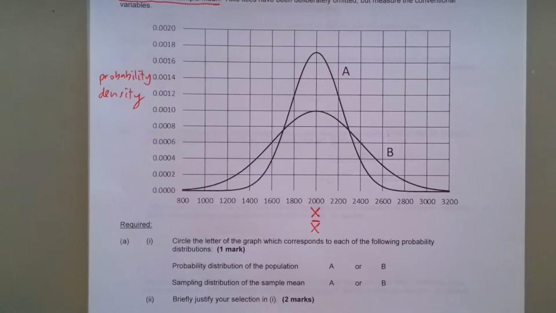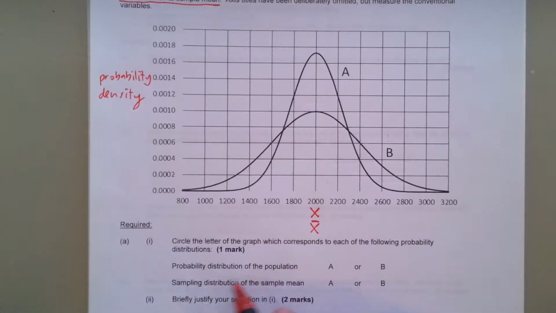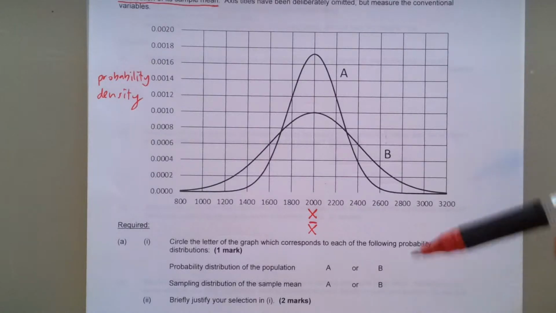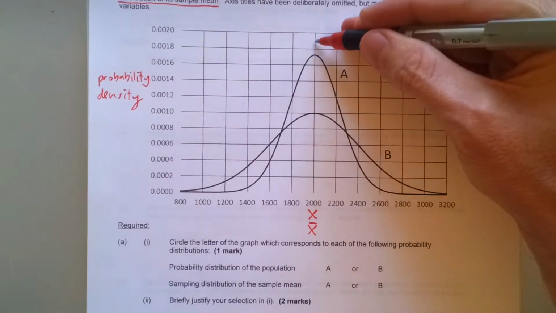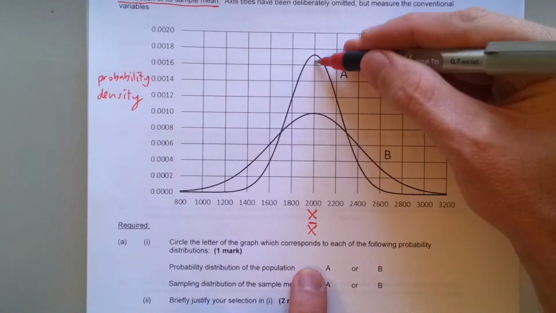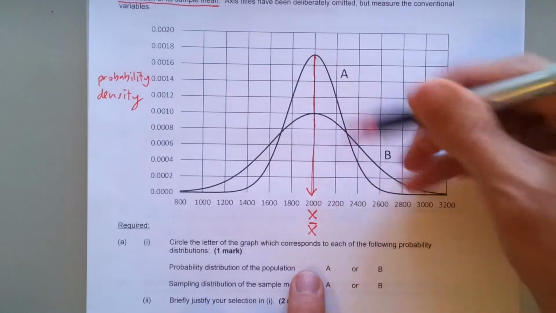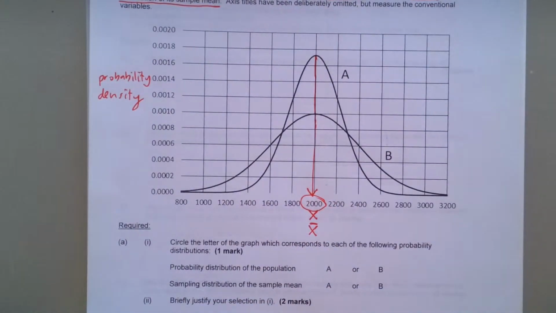The first question asks us to match the graphs above with either the probability distribution for the population or the sampling distribution of the sample mean. Now the first thing to do is to look at these two graphs and say, well, what's different about them and what's the same? They both have the same mean. Back from question 2 we saw that the mean of a normal distribution was the same as its mode, and that meant that it was at the maximum point, or the highest probability point in that particular distribution. So the mean for each is 2000.